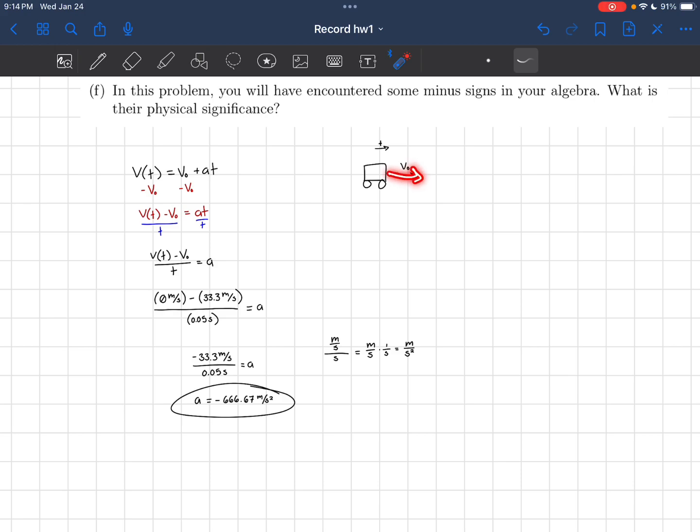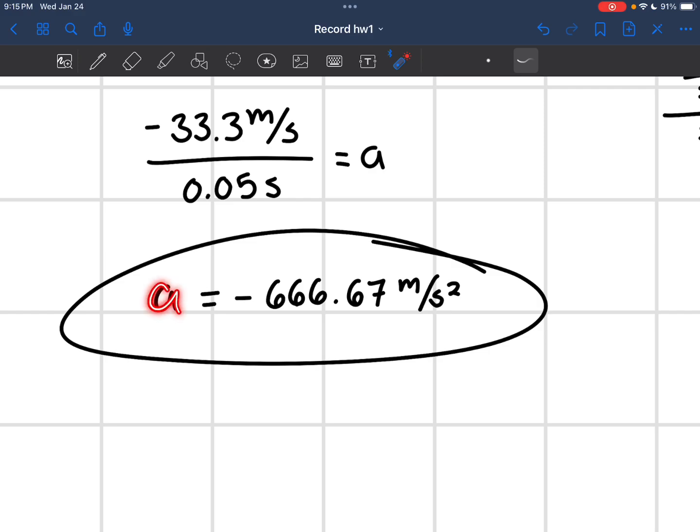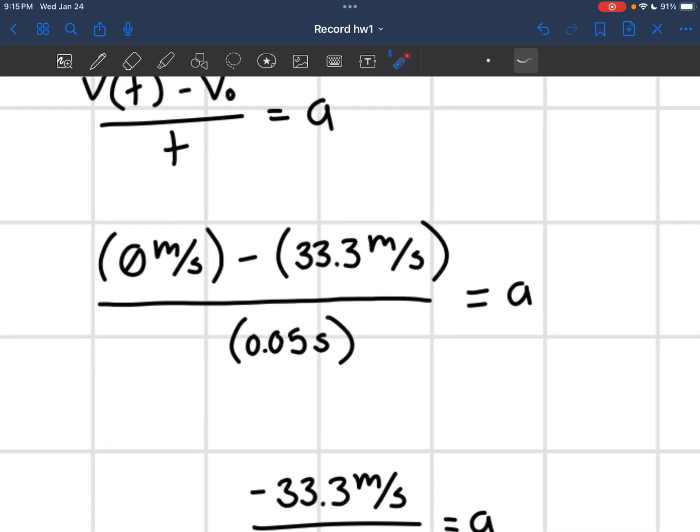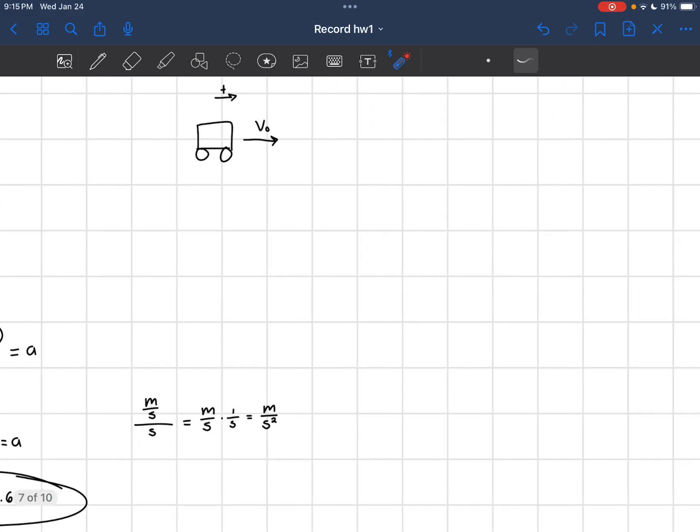Because I said my initial velocity was positive, and I know that my velocity is decreasing, it goes from a positive number to 0. My change in velocity is going to be negative, because it's positive and decreasing, and acceleration measures the change in my velocity. Had I said this was a negative velocity, that negative would cancel with this one, so I'd end up with a positive acceleration. But it's still communicating the same thing.